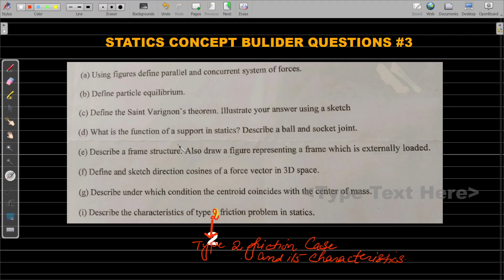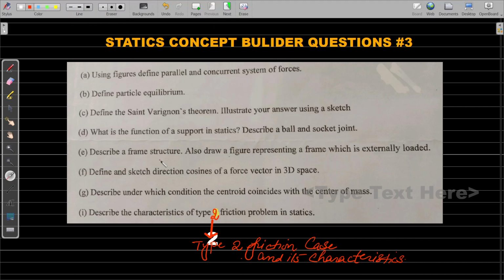What is the function of a support in statics, and describe a ball and socket joint. I've just explained this. If you go to statics concept builder questions number 2, I have explained the function of supports and described a ball and socket joint. You can watch my video of statics concept builder question number 2.